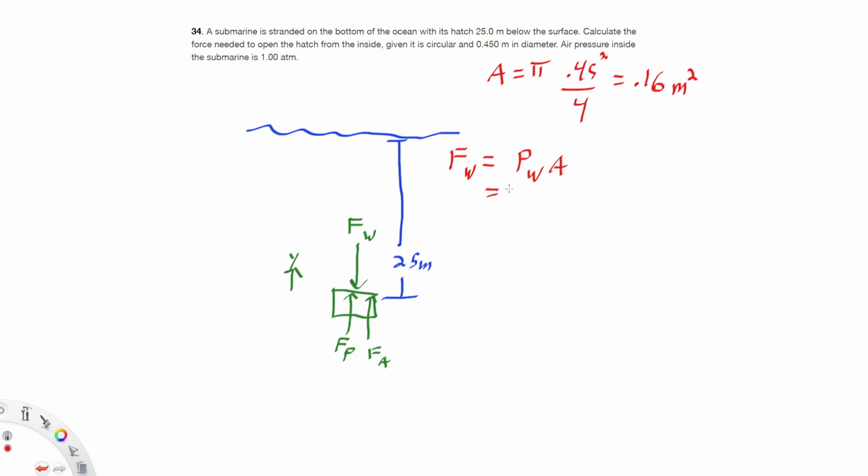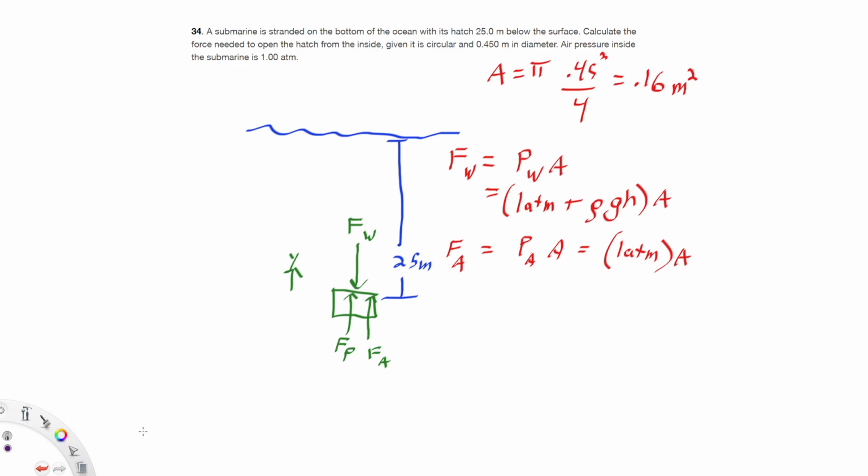Alright. The water pressure at this depth is going to be, right, the pressure at the top, which is 1 atmosphere, plus rho g h. The force of the air pressure inside the sub, we're told it's 1 atmosphere. So it's going to be, and the force of the push, that's actually just what we're trying to calculate.